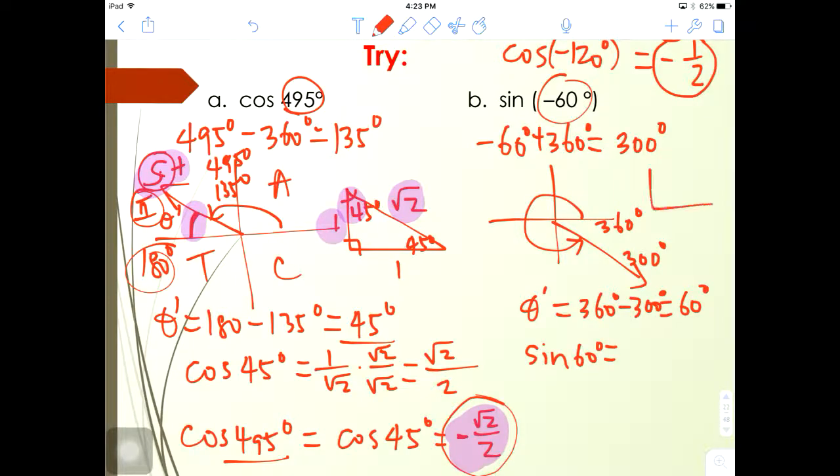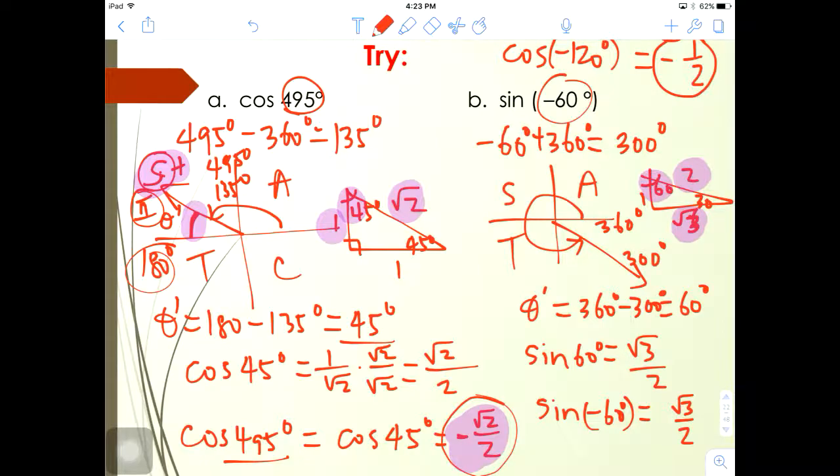Again, it is a 30, 60, 90. So I'm going to draw 1, 2, radical 3, and I'm looking for the sine, right? Sine of 60 degrees. So here's the angle. Sine is opposite over hypotenuse. So that's going to be radical 3 over 2. And so the sine of negative 60 degrees is going to have the same value, which is radical 3 over 2, but all students take calculus.